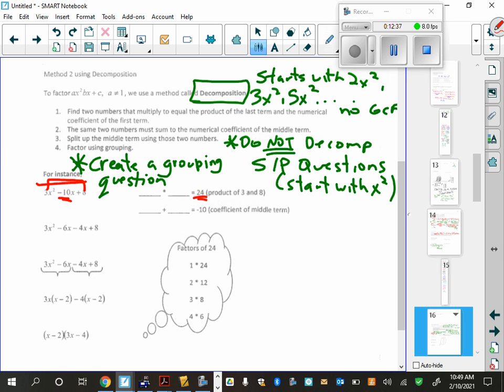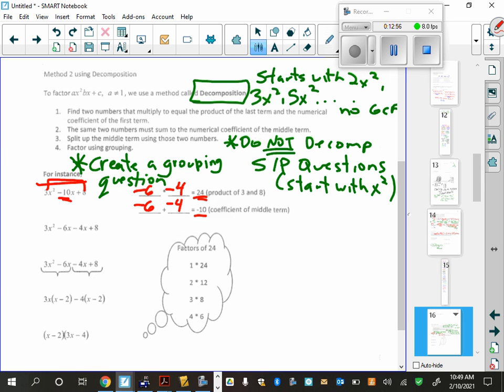So you need 2 numbers that multiply to 24 and add to -10. So I'm going to shout it out. -6 and -4. Everyone write down -6 and -4 here. Those are your 2 numbers.